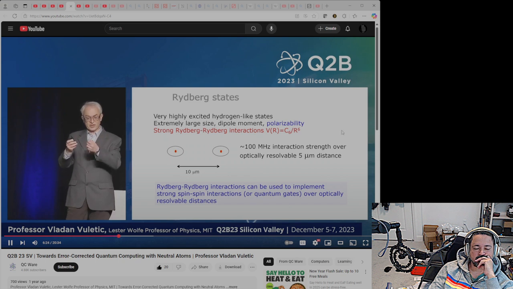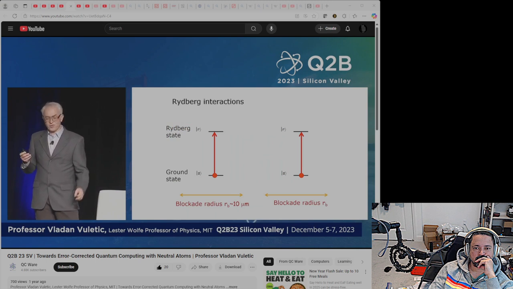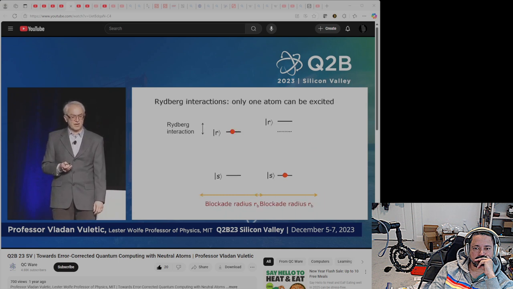Resolvable distances so that we can both control the atoms and make them interact. So the idea is as follows. If two atoms are far away from one another, let's say more than 10 micrometers, and you try to excite them to the Rydberg state with a laser beam, then both atoms can go to the excited state.